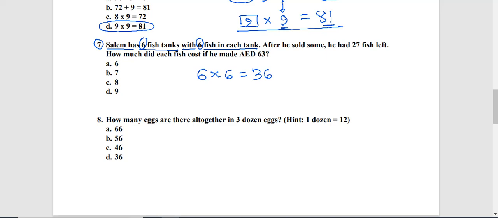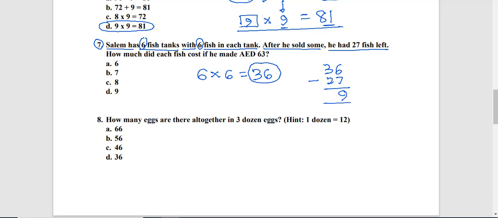Let's proceed with the question. After he sold some, so he sold some of these 36 fishes. He had 27 fish left. So if there are 27 fish left, and there is a total of 36, that will be 36 minus 27. And that leaves us with 9. So there are 9 fishes left.